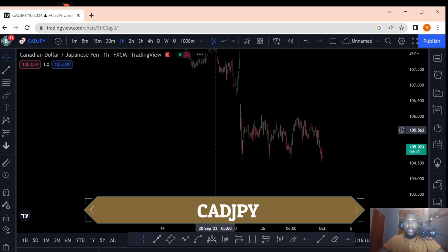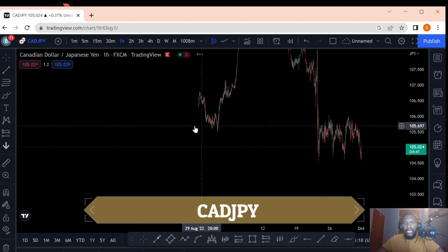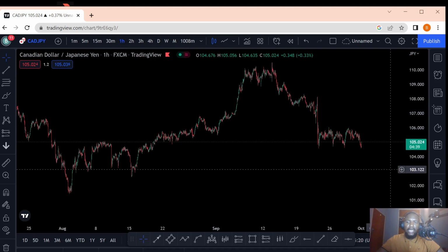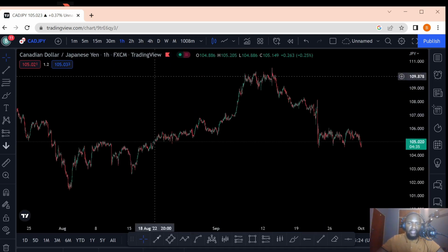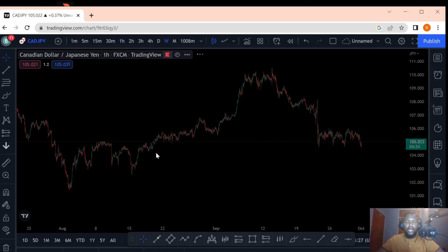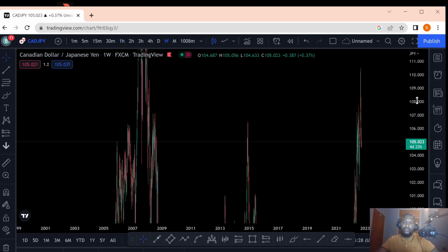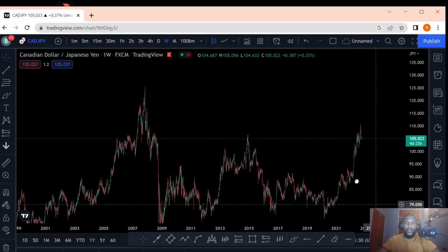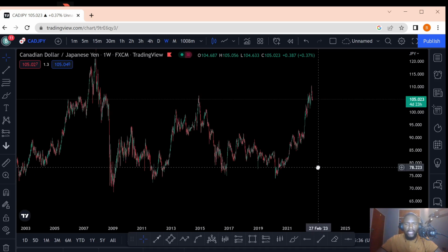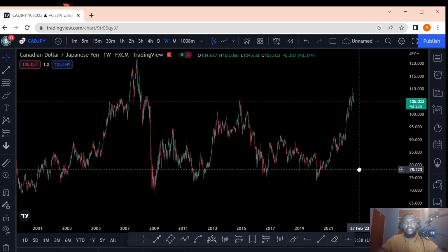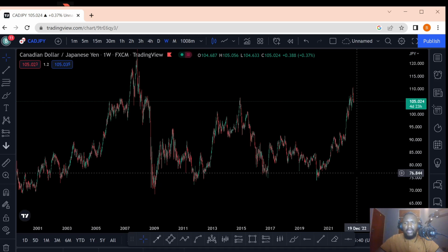Right now we have CAD JPY. So basically guys, on CAD JPY we can simply see that the market reacts in a different way, but I would like to show you what really needs to be done when we see such type of movements. CAD JPY is one of those pairs that are looking so good, and the market actually respects price action when it comes to CAD JPY.